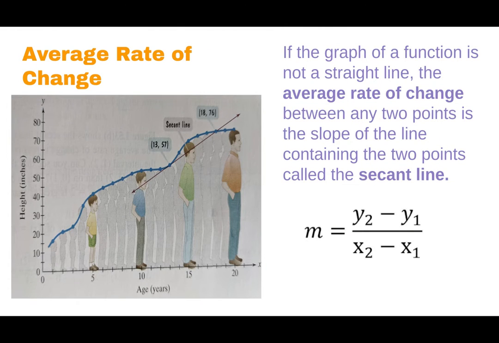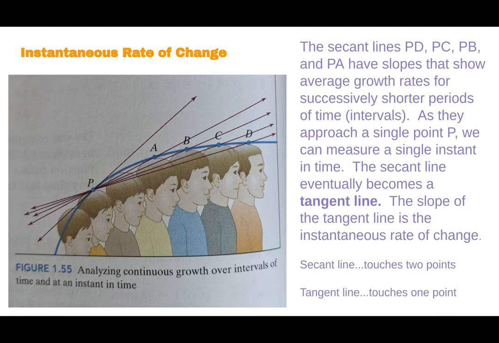Next, we learned about the average rate of change, which we learned that if the graph of a function is not a straight line, the average rate of change between any 2 points is the slope of the line containing the 2 points, which we call the secant line. And so what we did here was we just drew a line between 2 points and used our slope formula to find the rate of change. And when we did that, we created an interval that we were measuring, okay? And we call that an interval. So next we're going to look at the instantaneous rate of change.